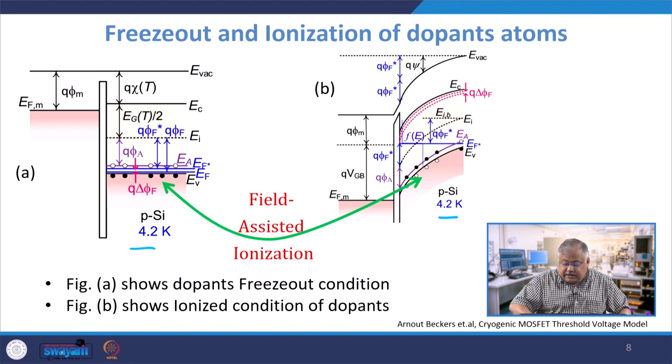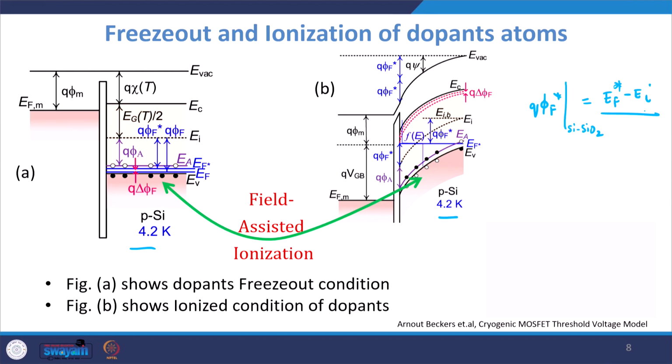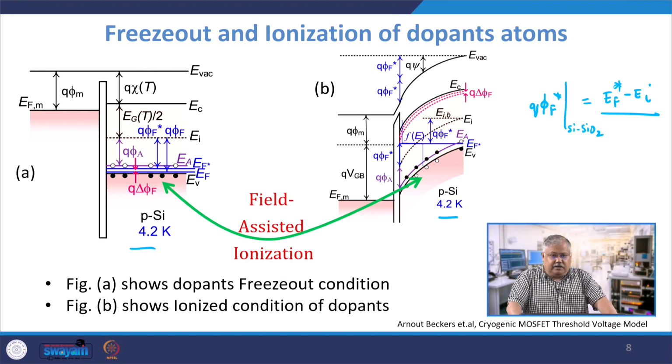Now, if you look at this interface also, this QF star at the silicon dioxide interface is referred to as the difference between EF star and EI. EI is the intrinsic Fermi level. So the difference between the two gives the effective change in the Fermi potential because of incomplete ionization.